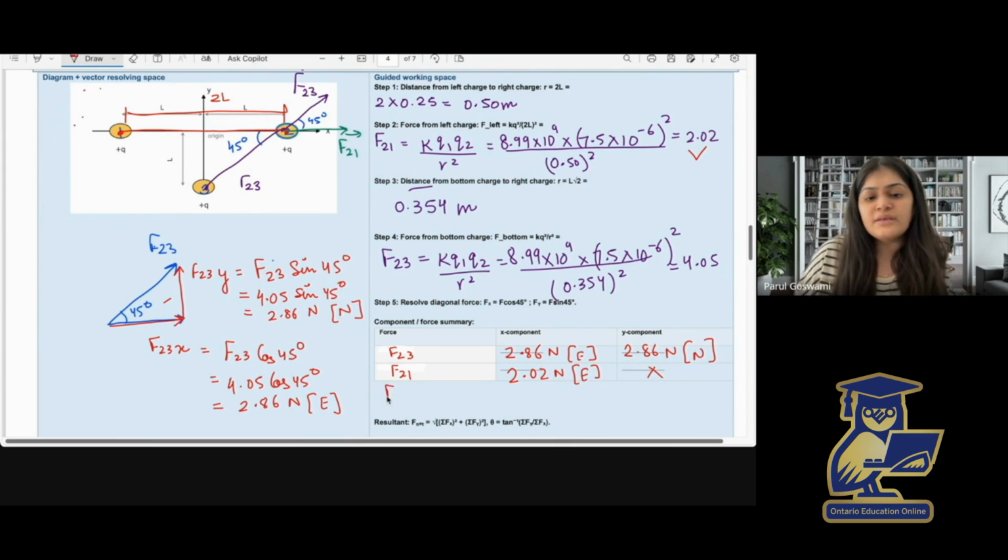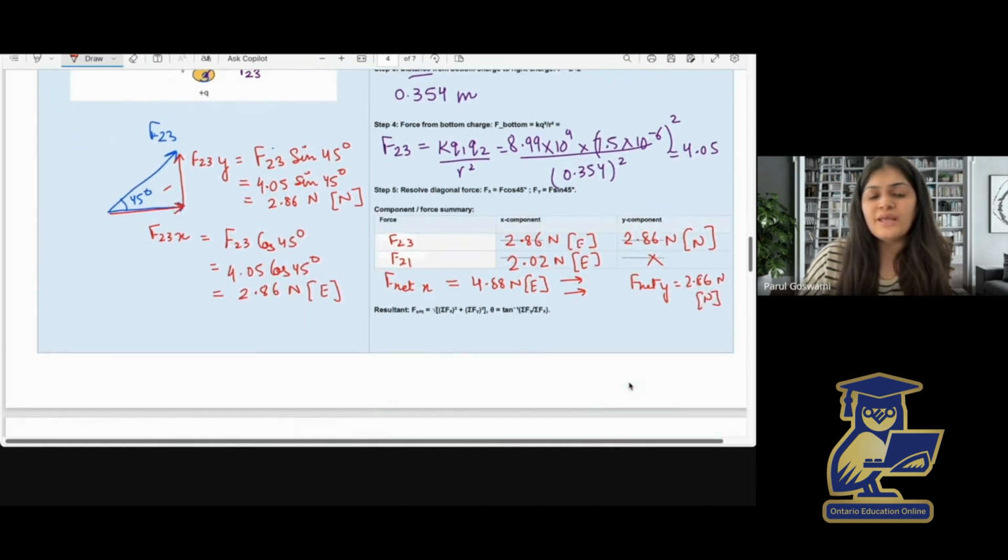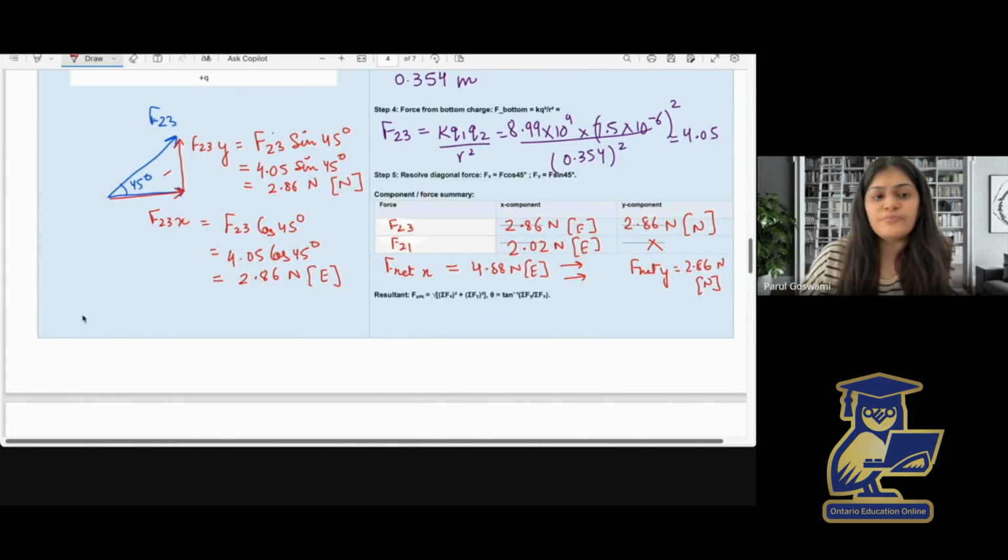So we can write the F net x that we will get. Both of them are pointing towards east, so we can just add these two forces. On adding these two forces, we will get 4.88 Newton, and the net force is again pointing towards east. Now for the y forces, F net y is just the same, 2.86 Newton north. So we got one force along the x-axis, F net x, and one force along the y-axis, F net y.